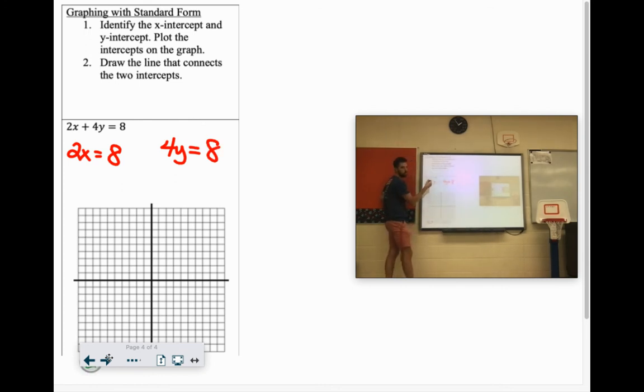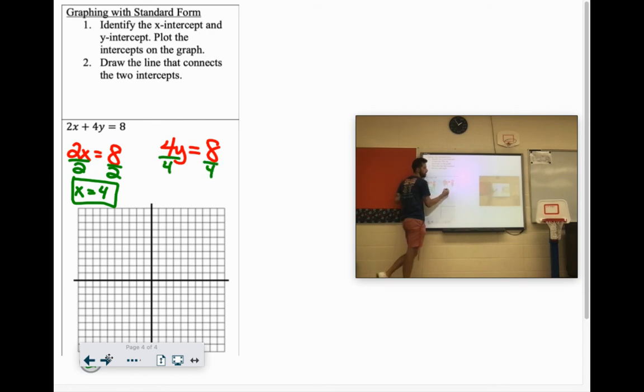So here, 2x equals 8 means 2 times some number gives you 8. So we can undo that with division. 8 divided by 2 is 4. So this means our x-intercept is at 4. If we do this over here, we divide by 4. Y equals 2. Our y-intercept is 2.